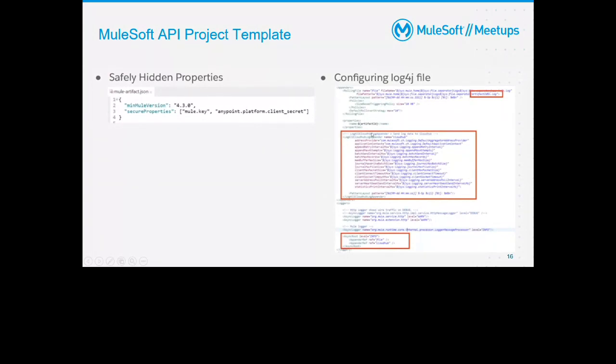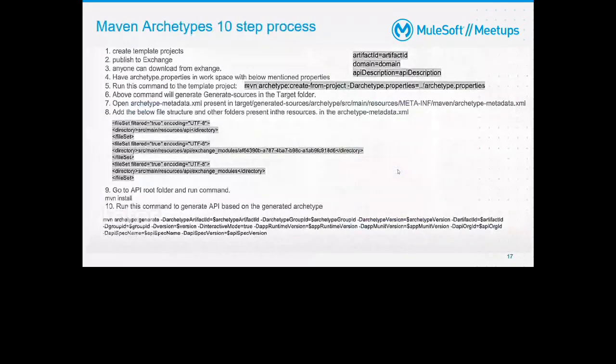Log4j2 file: if you're adding this log4j2 appender, you don't have to explicitly share the files. Every time it will always be added directly. You don't have to do it manually every time. So there are these 10 simple steps and you make your archetype. From starting, from zero to your fully ready customized archetype, you just need to follow these 10 steps.